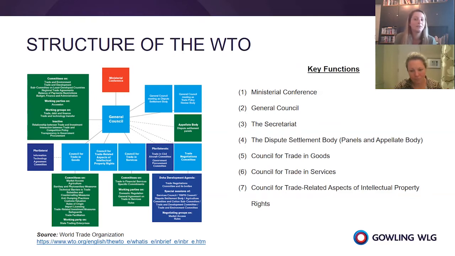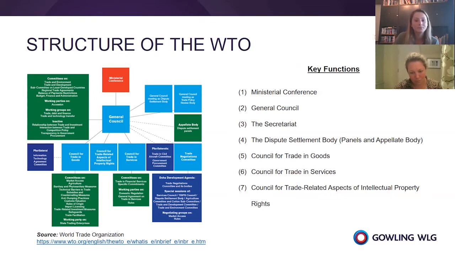Then at the third level, you have the councils for each broad area of trade. For example, the Council for Trade in Goods, Council for Trade in Services, and the Council for Trade-related aspects of intellectual property rights. 6 other bodies do report to the General Council, and they are deemed to be committees due to their scope of coverage being smaller. However, these do still consist of WTO members.